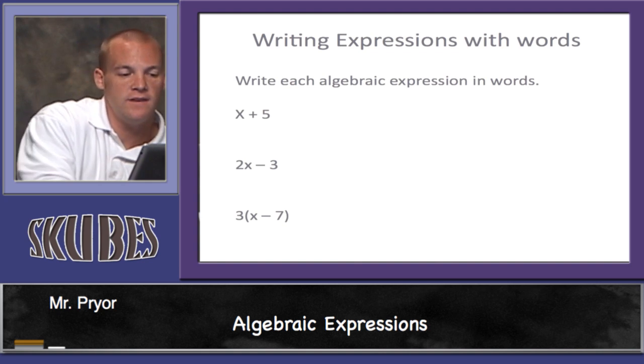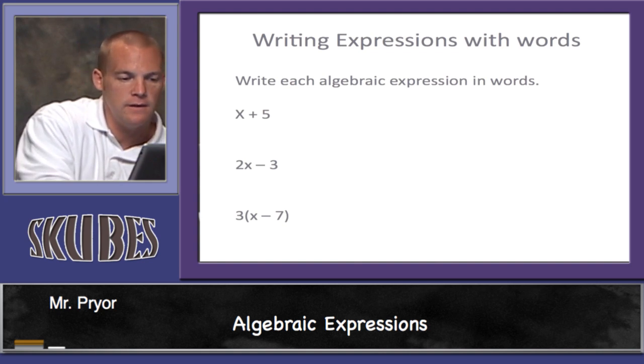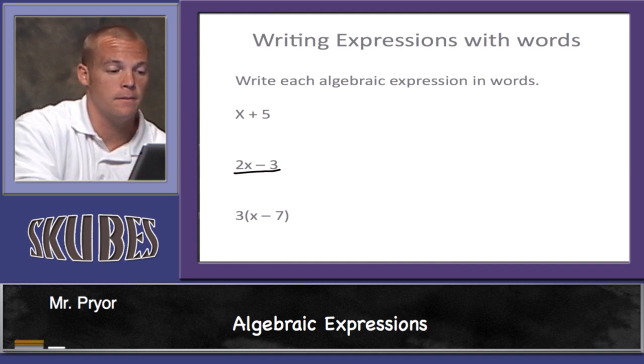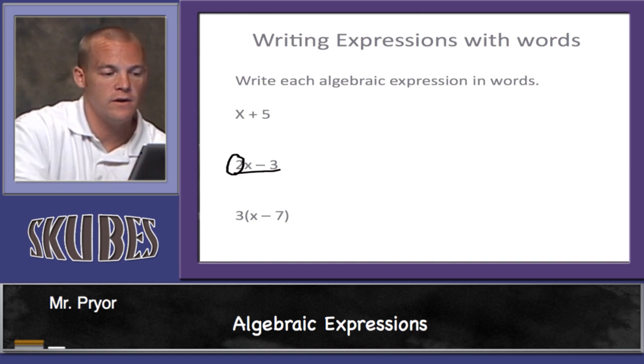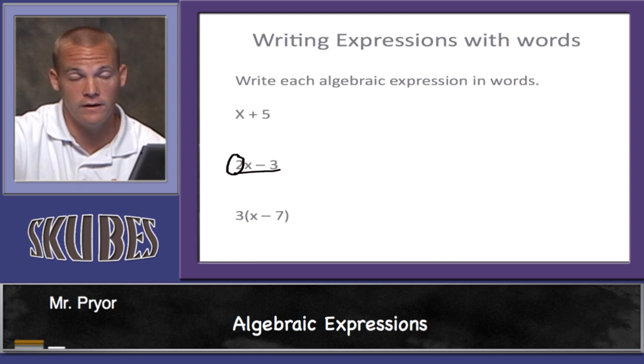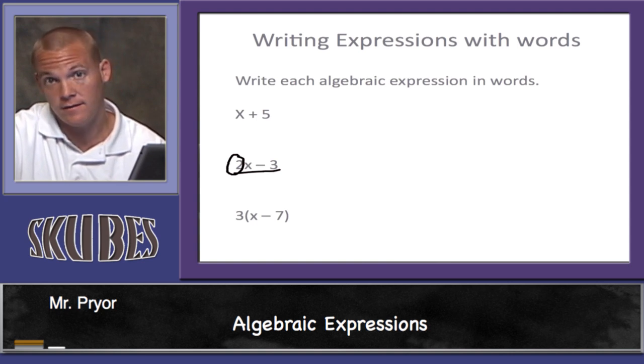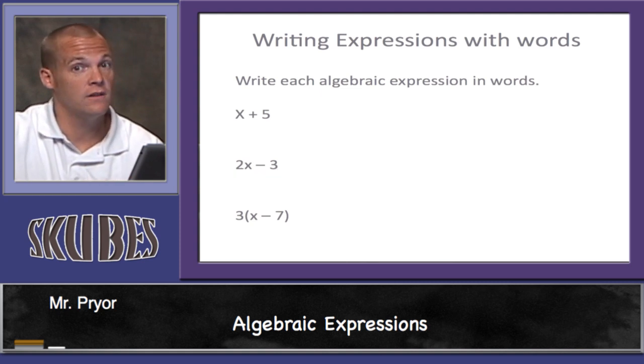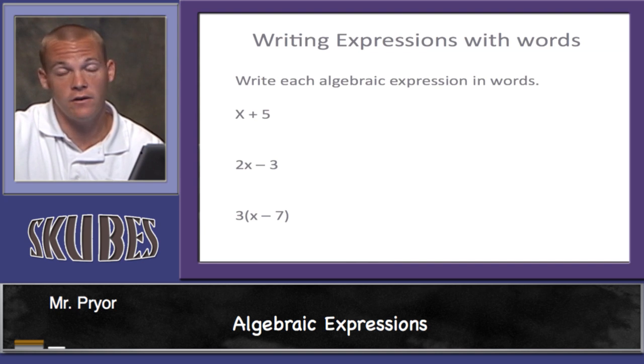So the next one, you can see here that we actually have 2x minus 3. In 2x minus 3 we have two operations. Remember, when a number is directly in front of a variable, that's called a coefficient. And what that means mathematically is you're multiplying 2 times x. So we need to incorporate multiplication as well as subtraction in the writing of our expression.